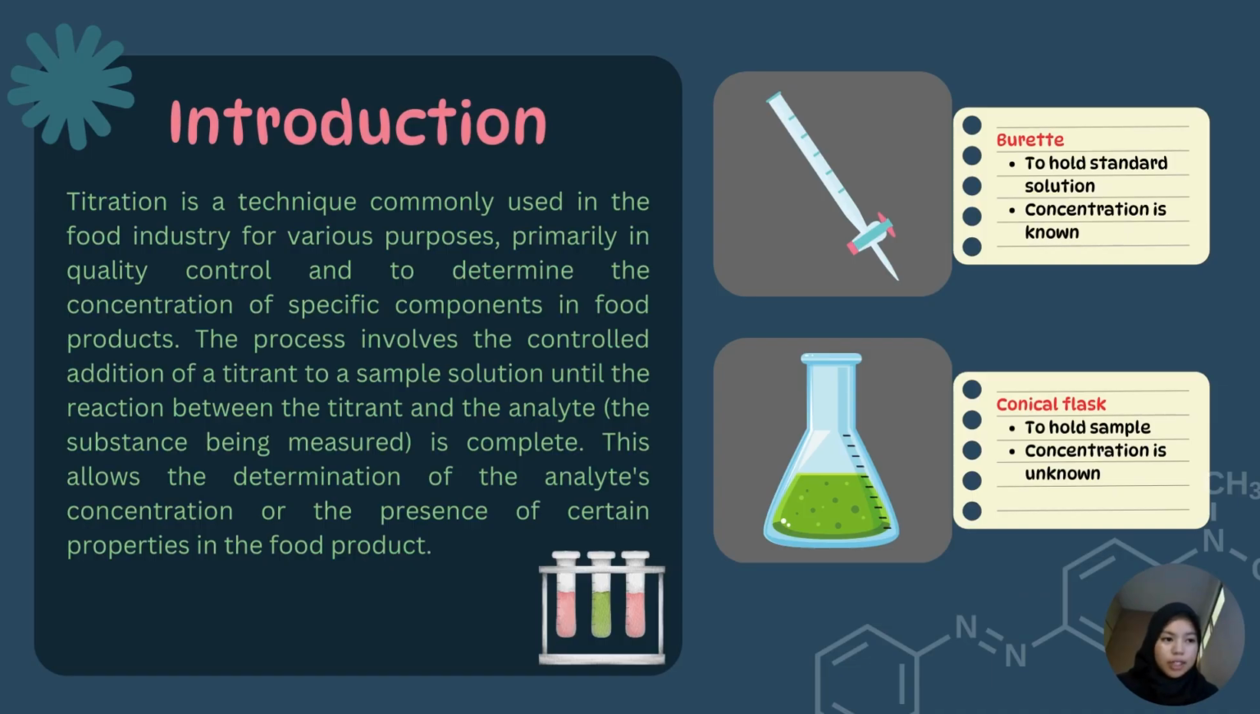So, for the introduction, titration is a technique commonly used in the food industry for various purposes, primarily in quality control and to determine the concentration of specific components in food products. The process involves the controlled addition of titrant to a sample solution until the reaction between the titrant and the analyte is complete. This allows the determination of the analyte concentration or the presence of certain properties in these products.